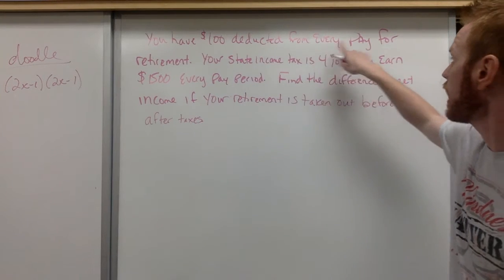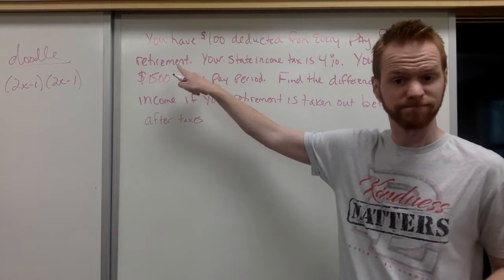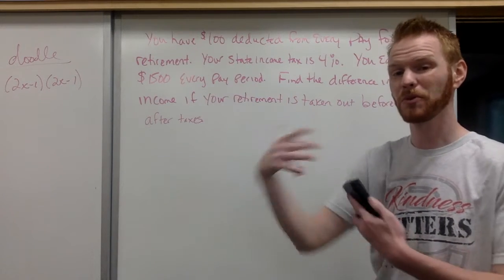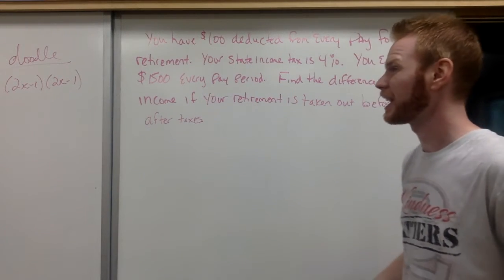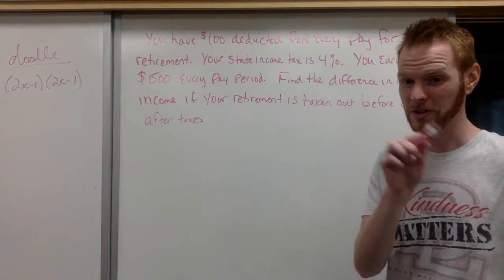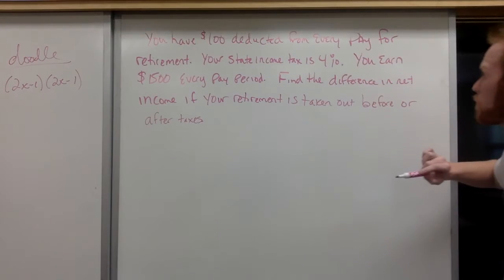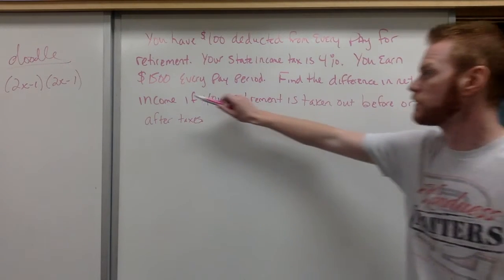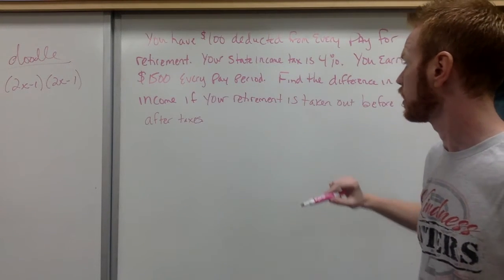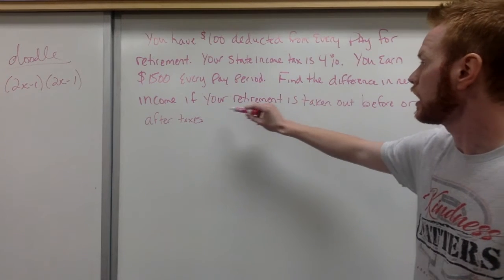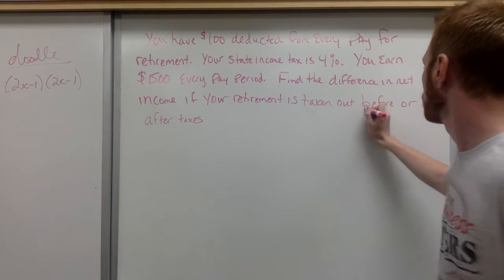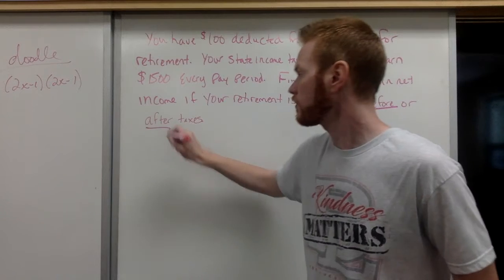$100 deducted from every pay for retirement. Okay, not bad. I mean, you probably should put more than $100 away. Retirement nowadays is very important, especially the older you get. You have to start thinking about that. Your state income tax is 4%. You can earn $1,500 every pay period. Find the difference in net income if your retirement is taken out before or after taxes.